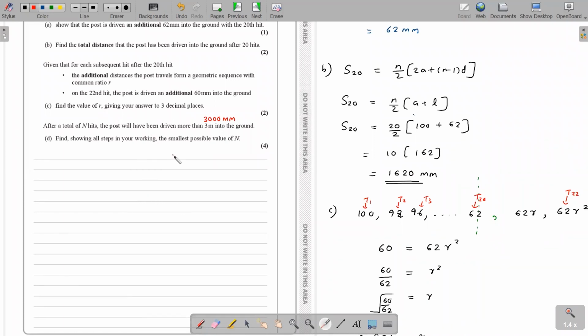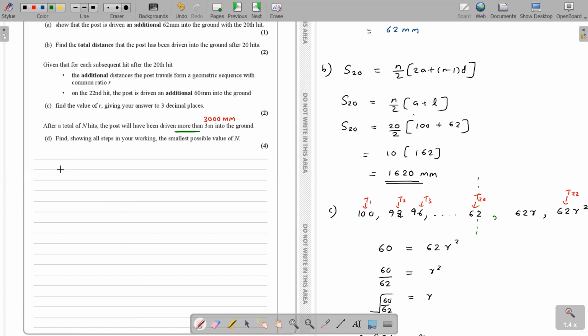But the thing in here is they say here after the total of n hits, the force will have been driven what? Exactly 3,000 millimeters? Is that what they say? No, they say here what? The force has been driven more than 3,000 millimeters onto the ground. So then we'll write like this.